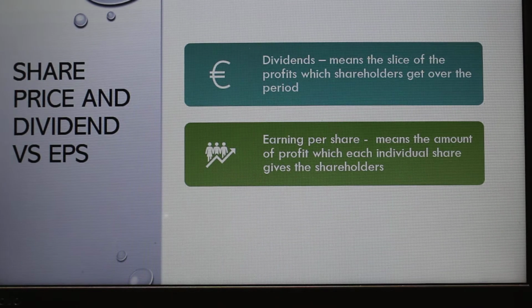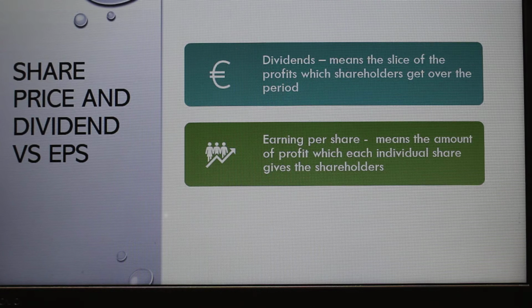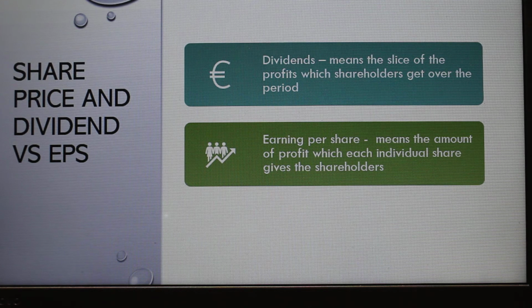Now, what are dividends? The meaning of dividends is a slice of profit which shareholders get over the period. If we have a profit, we divide it, and a slice of that profit is given to shareholders as dividends. Earnings per share, on the contrary, means the amount of profit which each individual share earns a shareholder. So the total profit, we divide it by the amount of shares, and that gives us the earnings per share.